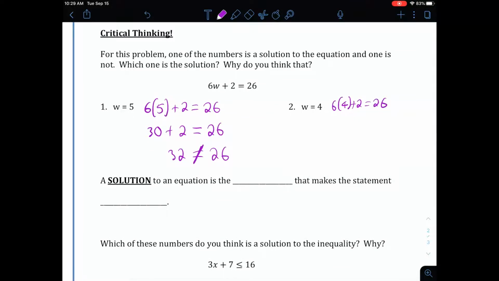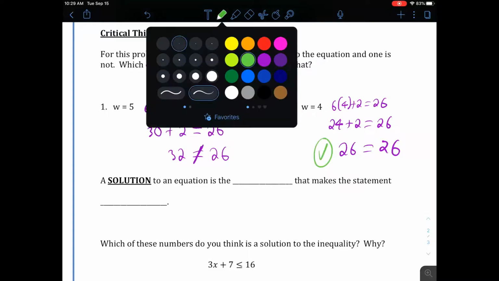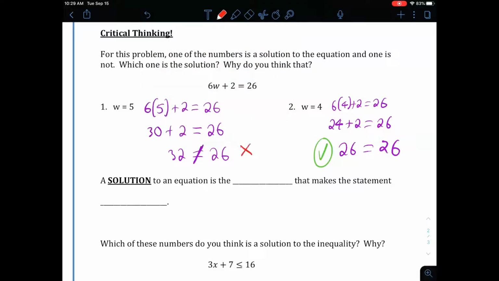What about this one over here? 6 times 4 is going to be 24 plus 2. And what's 24 plus 2? Is that 26? Does 26 equal 26? So which of these do you think is a solution and why? Hopefully you said number 2 is, because 26 does equal 26, right? That's correct. Whereas this one, 32 does not equal 26. So the solution is going to be this one over here.